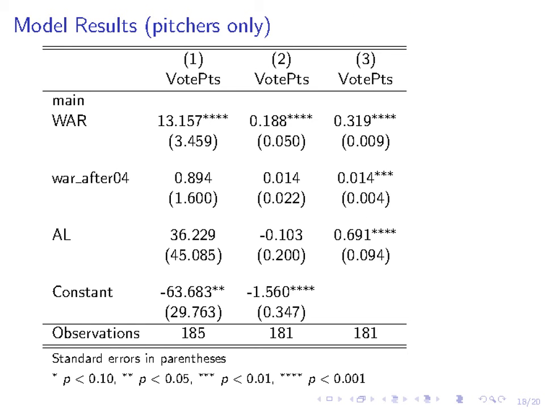We run these same specifications for pitchers only, and what we find is that WAR does help pitchers acquire more vote points, but only about 13 additional vote points per unit of WAR. And so it's a weaker effect, and the strength of the effect did not change significantly after the advent of WAR. So WAR has done nothing to address the plight of the pitchers in the MVP race.